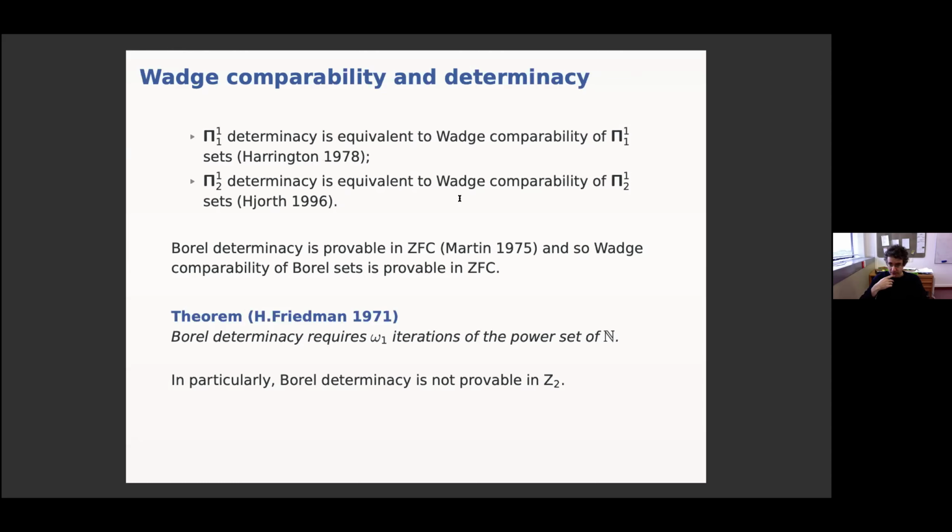In particular, it's definitely not provable in second-order arithmetic, also known as Z2, the system of second-order arithmetic from reverse mathematics that involves comprehension for all definable sets and induction for all definable sets. That's not strong enough to prove Borel determinacy. So if we follow these patterns, you'd expect that Wadge comparability of Borel sets is very strong as well.